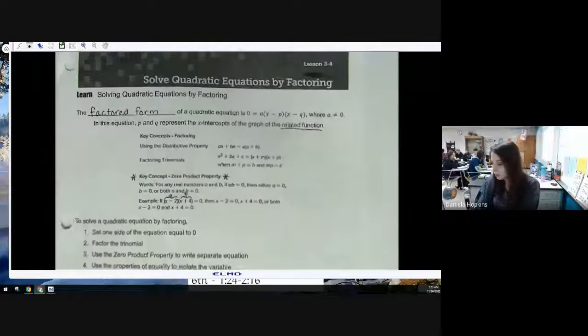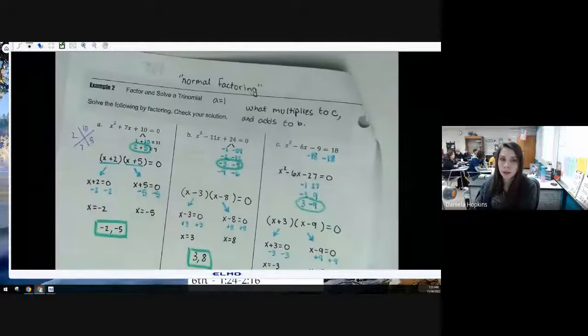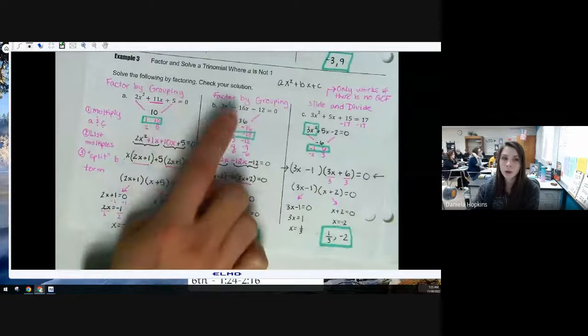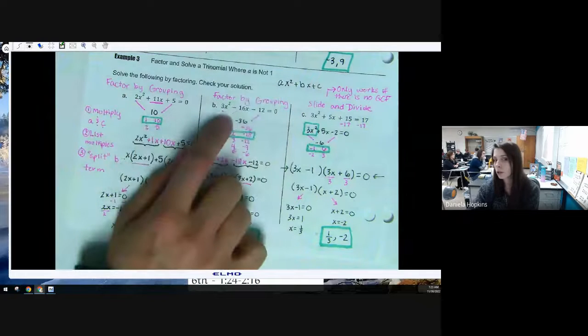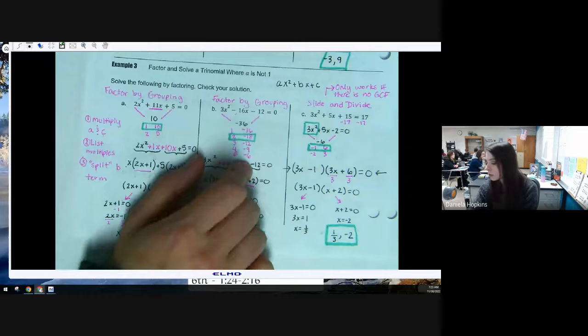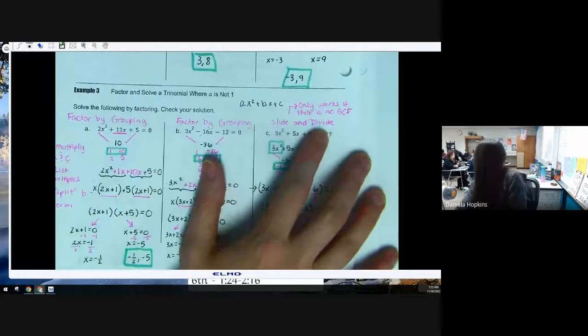Okay, so what we've done so far: we did greatest common factor on Monday, and normal factoring on Monday. I say normal. And then yesterday we did the factor by grouping for 2 of these examples. This is where your A is not 1, so we have a coefficient in front of the x squared. You have to multiply those 2 and then list the factors. And then I showed you this slide and divide, and really it should be divide and slide, but whatever.